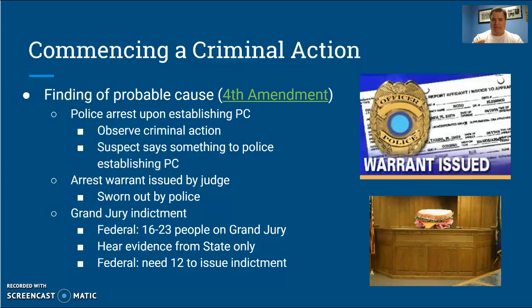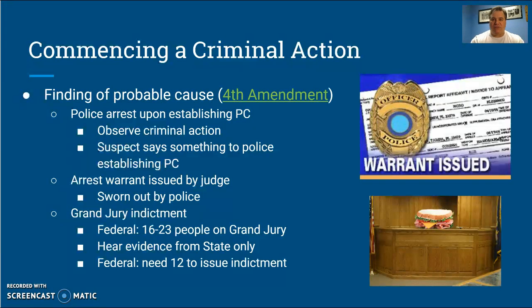But the police can observe criminal action or alleged criminal action, and if they observe it, that can establish probable cause. It would then be up to a court to determine whether or not one is guilty of that alleged violation. But the police can arrest you based on probable cause.